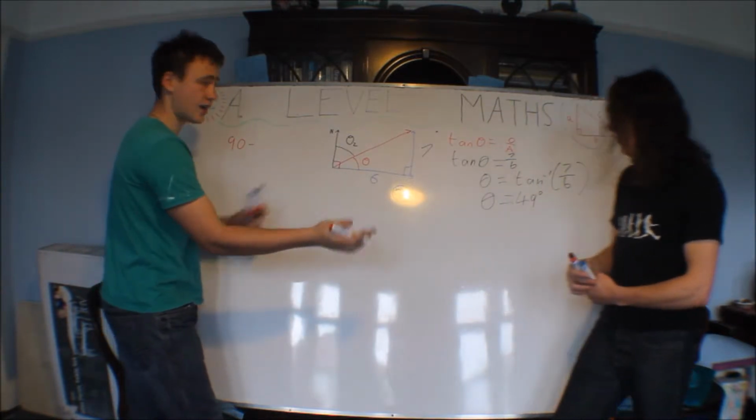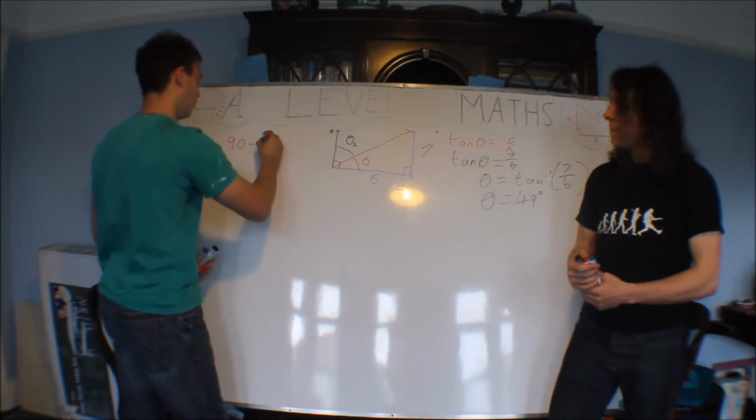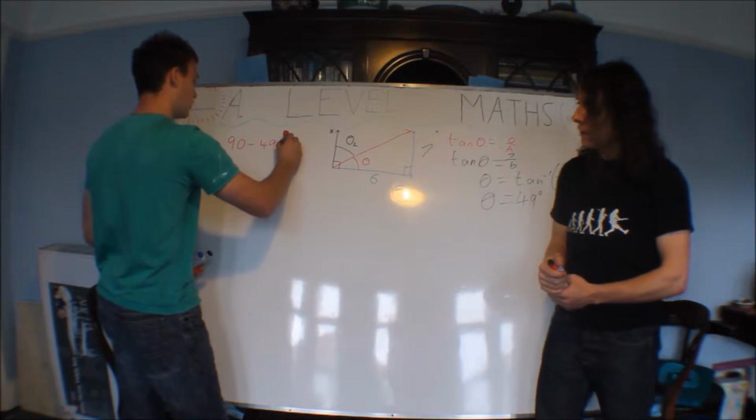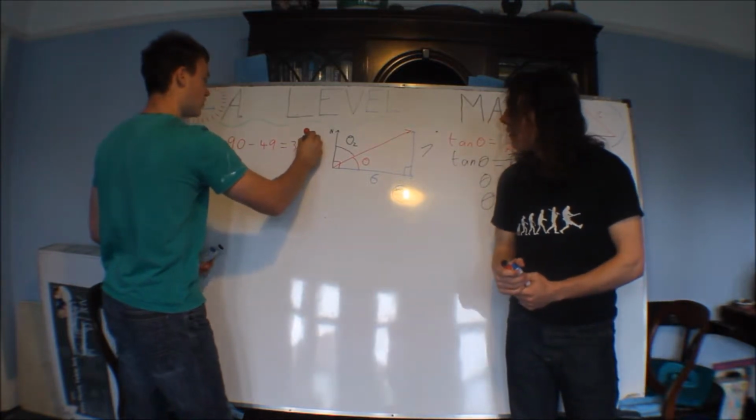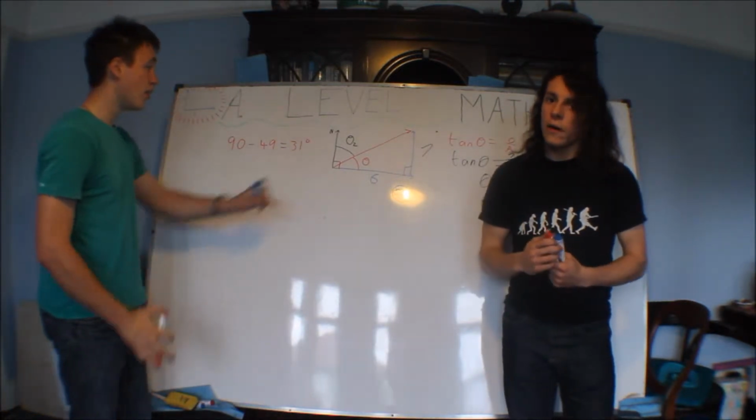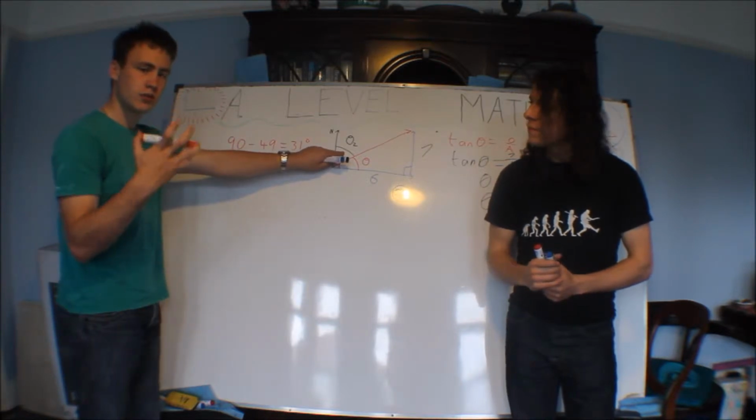If you hadn't been given it in the question, you'd do it in exactly the same way. You'd work out theta, 49, and this will give us 31. 31 degrees, and that's not quite the answer. That is the angle here, but the question asked for a bearing rather than an angle.